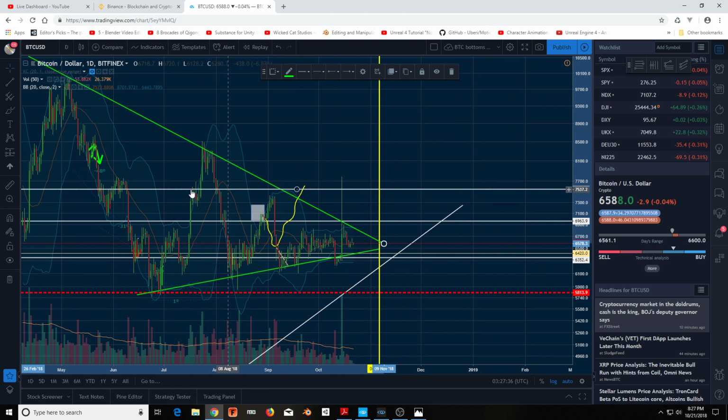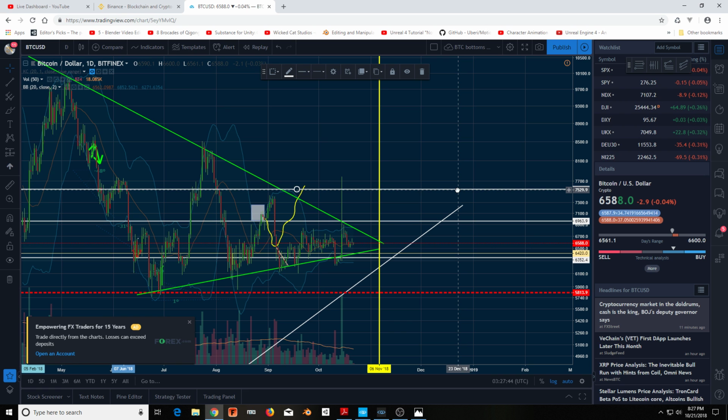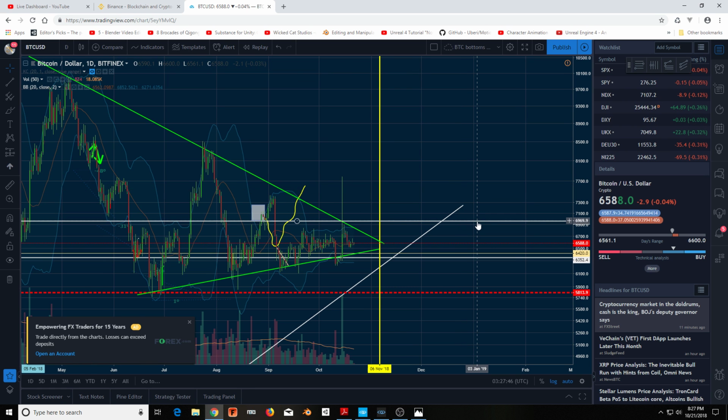Okay, and what are we seeing? We're looking at some type of movement that's going to happen. If we take a look at the Bollinger Bands here, let me get these things off of here.